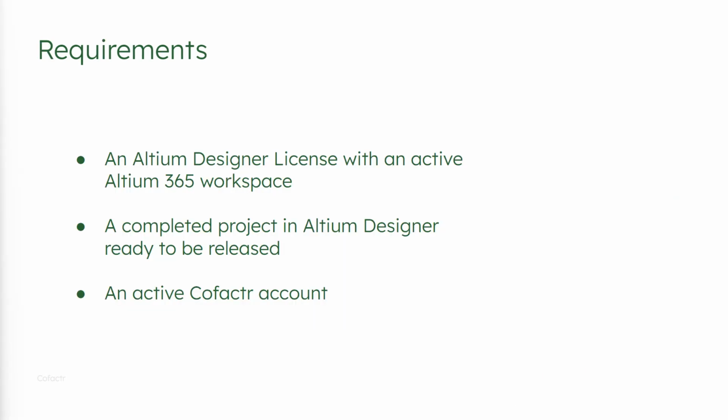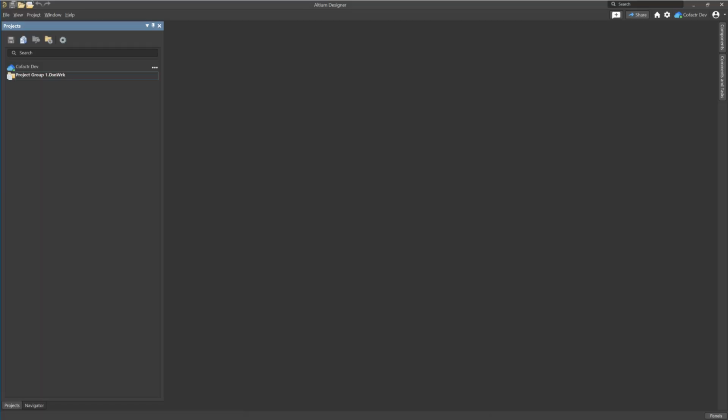Before we get started, we will need an Altium Designer license with an active Altium 365 workspace, a completed project in Altium Designer that's ready to be released and includes a BOM, and an active Cofactr account. Let's start by opening a project and syncing it to Altium 365.